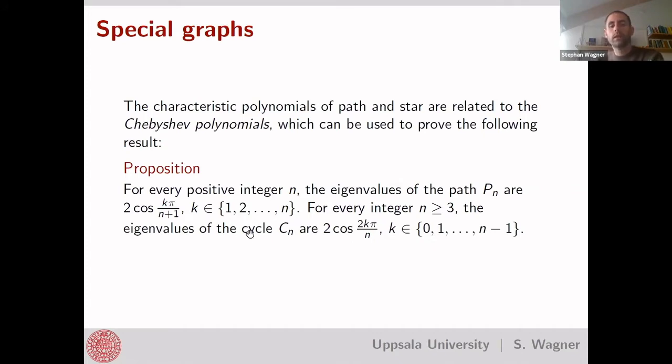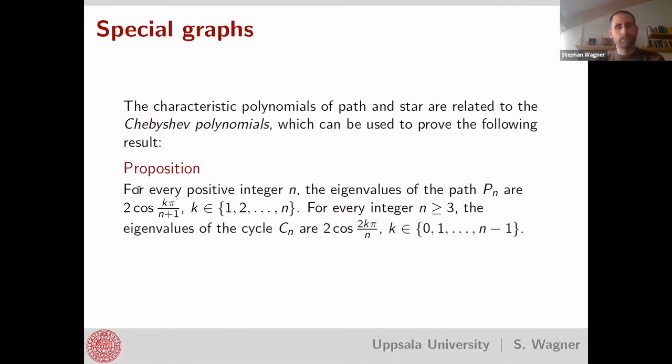And one can use that to prove that the eigenvalues of the path can be expressed as these cosines, and the eigenvalues of the cycle as well, just with slightly different numerator and denominator here. In particular, because the cosine is between -1 and 1, the eigenvalues of the path and the cycle are all between -2 and 2, which is actually a rather special property. There are not so many graphs that do this. All right.